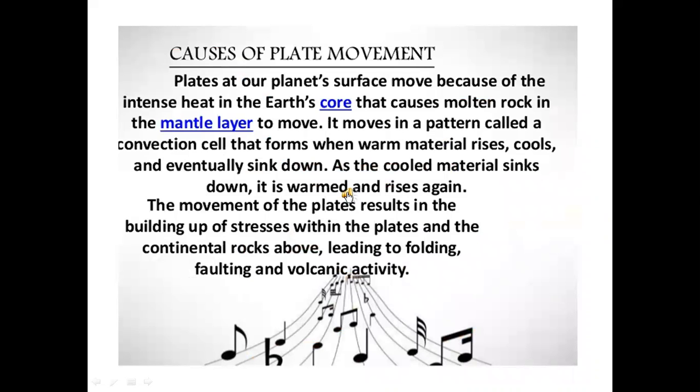Causes of plate movement. Plates at our planet's surface move because of the intense heat in the Earth's core that causes molten rock in the mantle layer to move. It moves in a pattern called a convection cell that forms when warm material rises, cools, and eventually sinks down. As the cooled material sinks down, it is warmed and rises again. The movement of the plate results in the building up of stresses within the plate and the continental rock above, leading to folding, faulting, and volcanic activity.